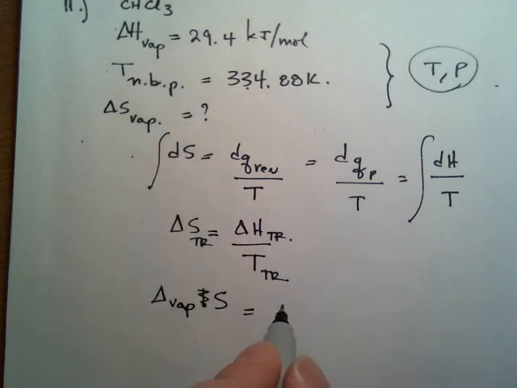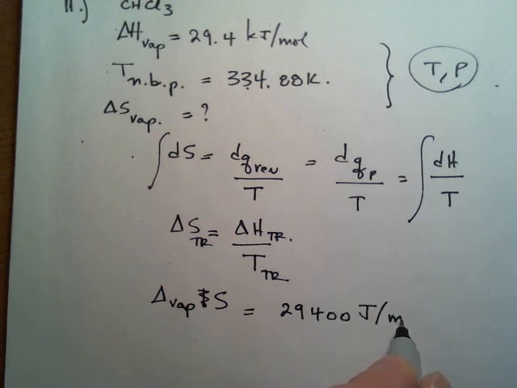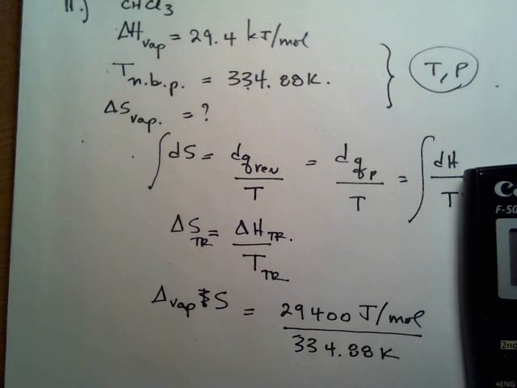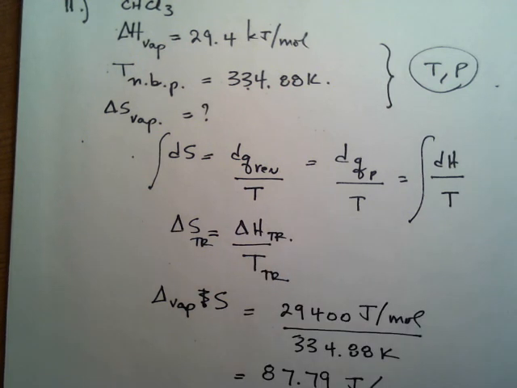And I'll just put in the values. So I have 29,400 joules per mole divided by the temperature. So it will be joule per mole Kelvin, 29400 divided by 334.88. And the answer is 87.79 joule per mole Kelvin. In 3 sig figs, 87.8.